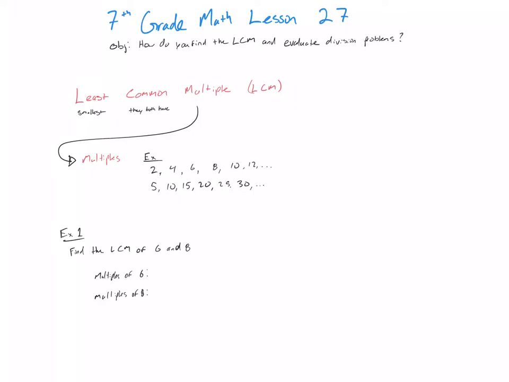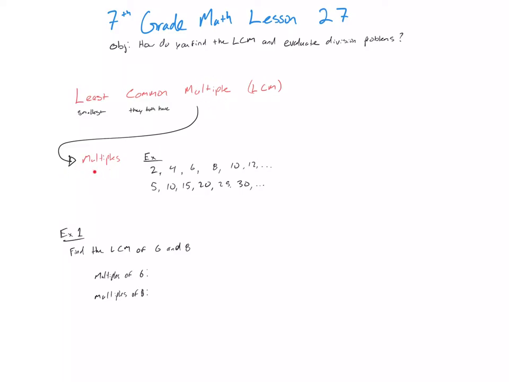This is lesson 26. Our objective is how do you find the least common multiple, and also how do you evaluate division problems. So first of all, let's talk about least common multiples. Well, the word least just simply means the smallest. Common means that they would both have it or they would all have it. And then that brings us to the word multiple.